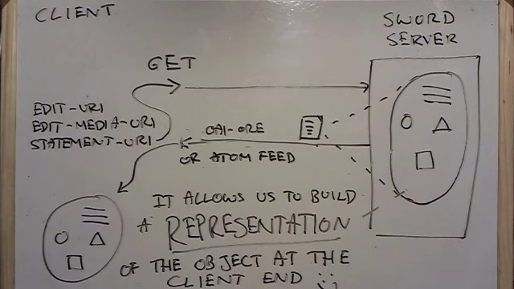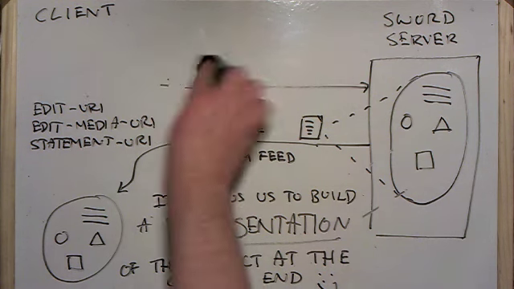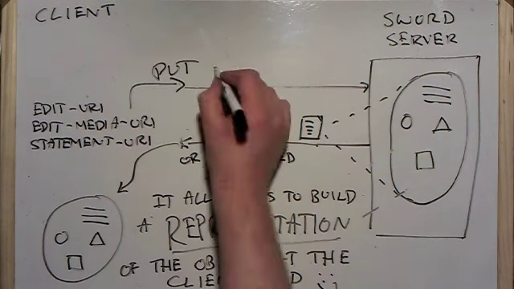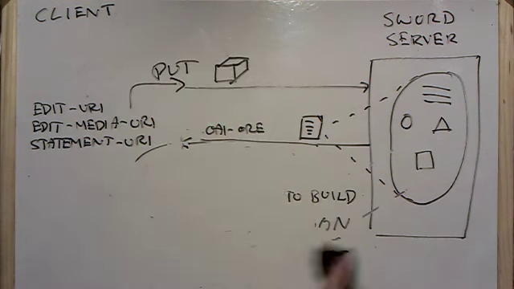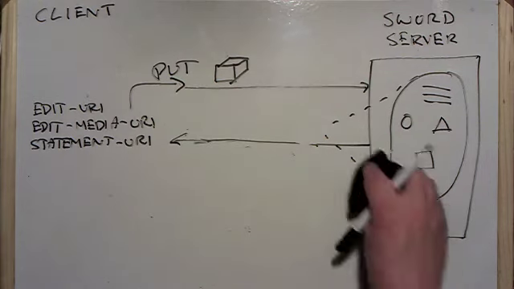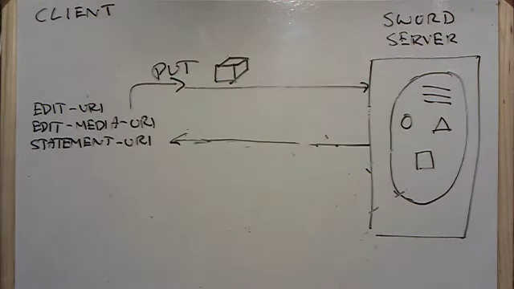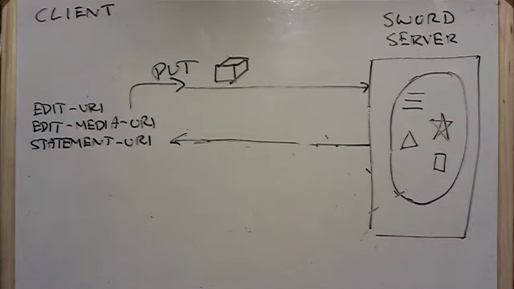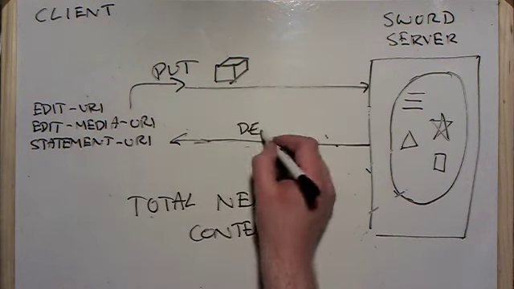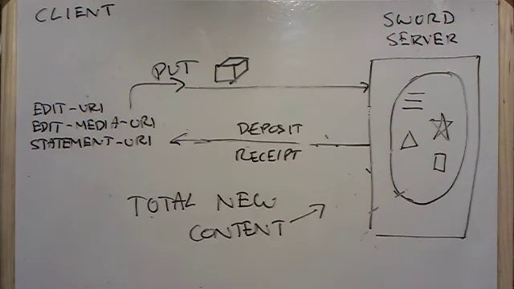But if I want to change that representation, then what I actually need to do is change the content on the server. And one of the ways I can do that is I can put a new package onto the edit media URI. And what this is going to do is actually remove all of the content that's already on the server inside the container and replace it with a whole new set of content. So same object, new content. And I get back a deposit receipt for doing that.